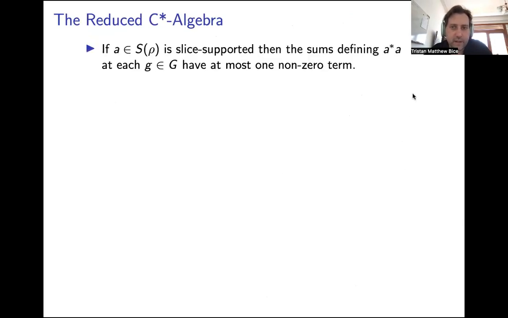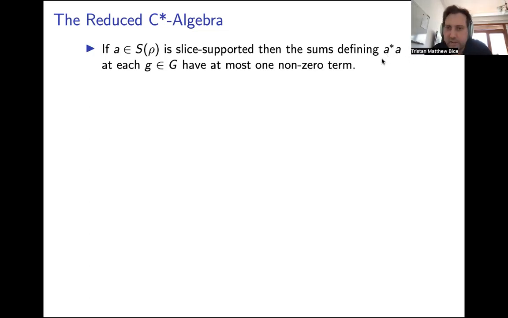The reduced C-star algebra. Now we are finally in a position to actually define this. So notice that if you have something which is slice supported, then these sums which define A star A, these finite partial sums, are not just finite, they're really sort of singleton sums. They're only going to have at most 1 non-zero term, right?